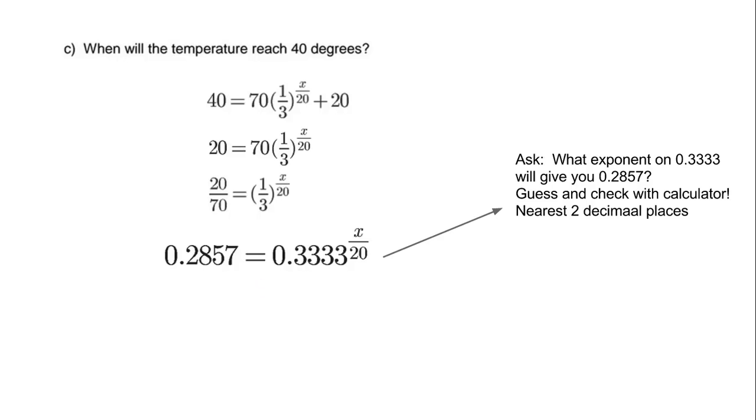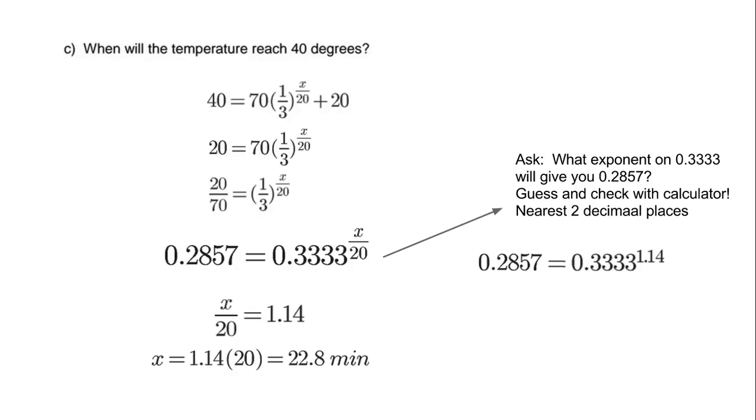So depending on your calculator, it could be easier or harder to do that. And so if your calculator has any kind of memory line display, then you could always just go up and change the decimal. And then we actually narrow it down to 1.14. So 0.333 to the exponent 1.14 gives me 0.2857. So that means that x over 20 has to be 1.14. And if we multiply both sides by 20, we get 22.8 minutes.